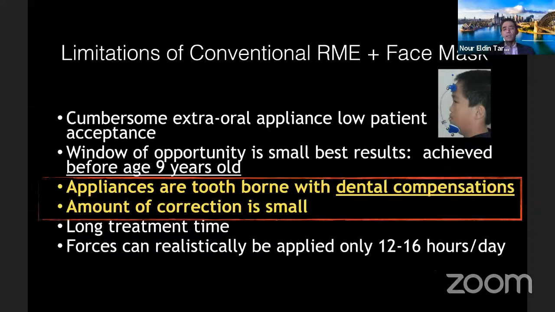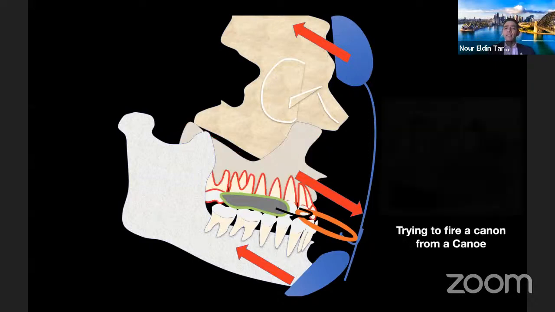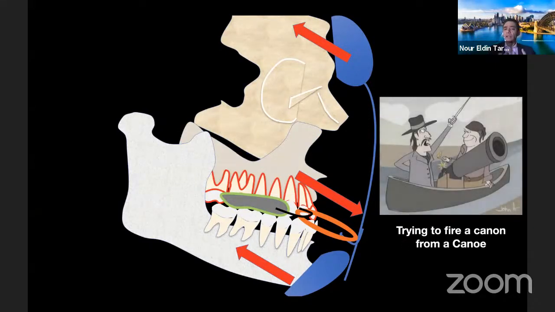But I think the major disadvantage in the tooth-borne face mask is that it is a tooth-borne appliance. Because if we look at the objective behind this treatment, the objective is maxillary growth stimulation. But what we are doing is placing an appliance on teeth, and in this case mostly teeth in the mixed dentition, where the deciduous teeth are starting to prepare for shedding. And we know that teeth respond to constant pressure by tooth movement. So what we are doing basically is trying to fire a cannon from a canoe. There's not really sufficient anchorage in that respect.